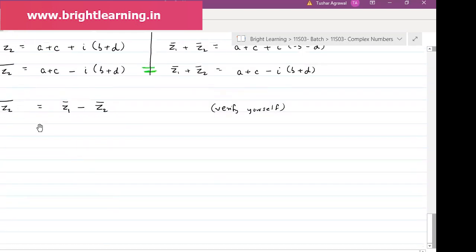Addition and subtraction, you can split the bar sign. Now with respect to multiplication, Z1 multiplied by Z2, its complete bar. For modulus, we split it, modulus Z1, modulus Z2. For bar also, for conjugate also, you can split it. Z1 Z2, its complete conjugate is equal to Z1 conjugate multiplied by Z2 conjugate. Verification.